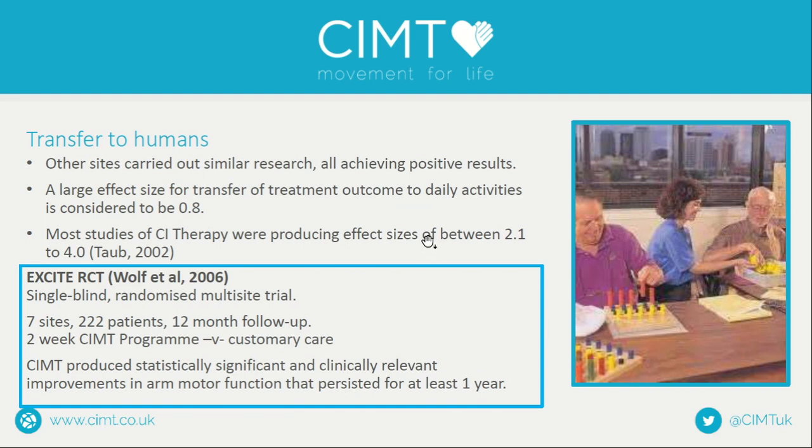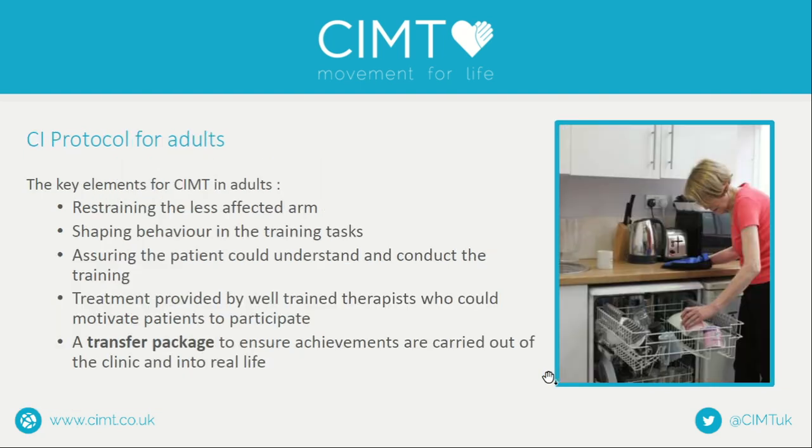Many other studies have also been done on this type of patient by applying constraint-induced movement therapy, and they also got statistically significant and clinically relevant improvements in arm motor function that even persisted for 1 year post-treatment. So key elements were found for CMT in adults. They restrain the less affected limb. If both limbs are affected, the less affected limb will be restrained. If only one side is affected, then the normal unaffected limb will be restrained.